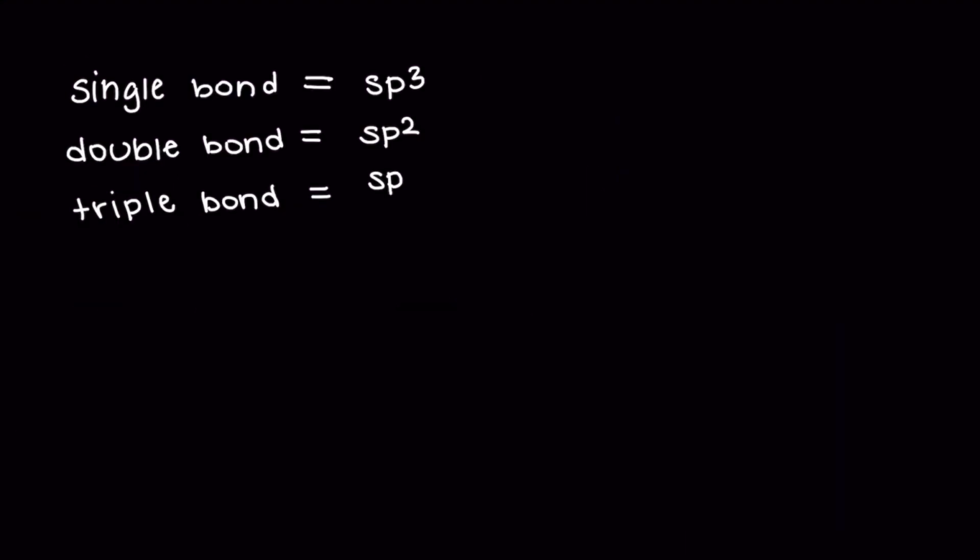Now, here is a really good cheat hack involving bonds and hybridizations. If you deal with all single bonds, chances are you're going to use sp3 hybridization. If you have one double bond in the mix, chances are you're going to use sp2 hybridization. And finally, if you have one triple bond in the mix, chances are you're going to use sp hybridization. Don't obsess over this for now. We're just laying out some groundwork for the next part.